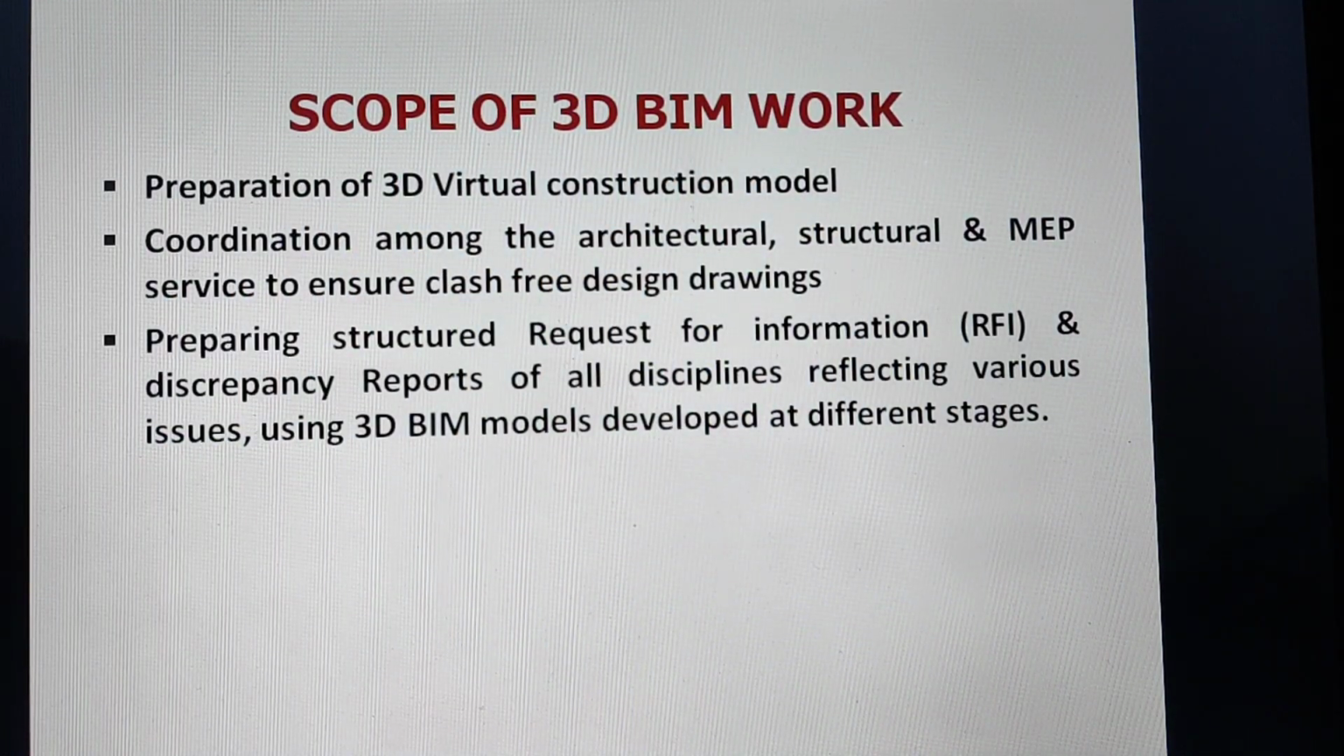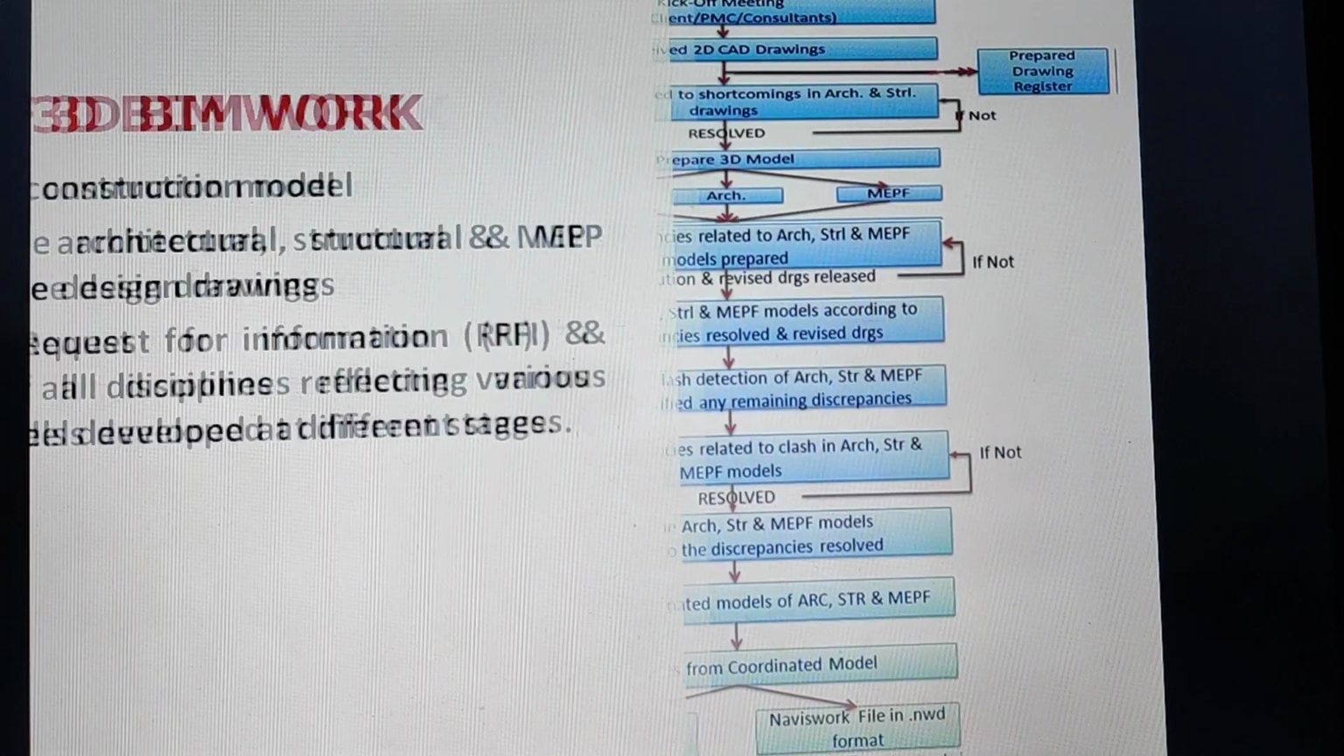Scope was that preparation of 3D virtual construction model, and then coordination among architectural, structural and MEP services to ensure clash-free design drawings, and preparing structured request for information, RFI will talk, and then discrepancy report of all disciplines reflecting various issues using 3D BIM models developed at different stages. So this scope of work includes 3D BIM model.